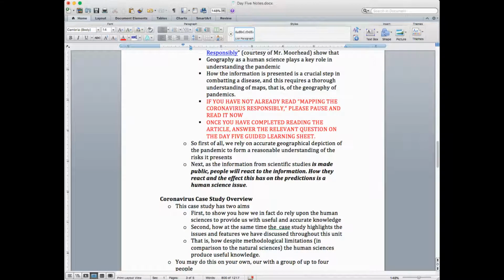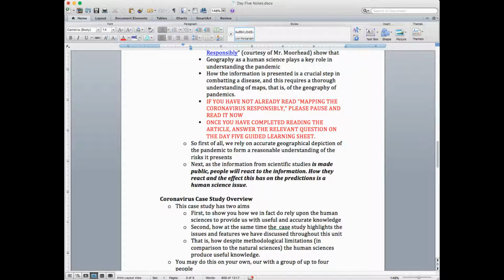So first of all, we have learned that we rely on accurate geographical depiction of the pandemic to form a reasonable understanding of the risk it presents. So we already see how geography as a human science figures into understanding of pandemic. But now we get to a bigger issue.